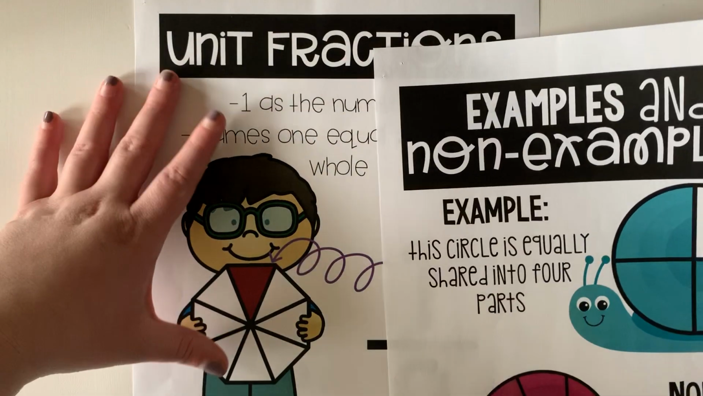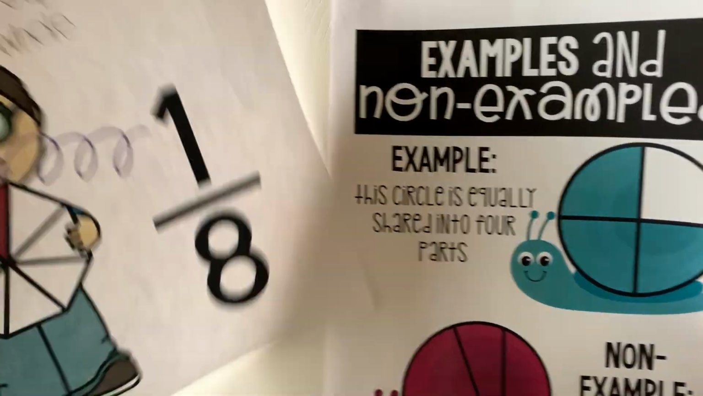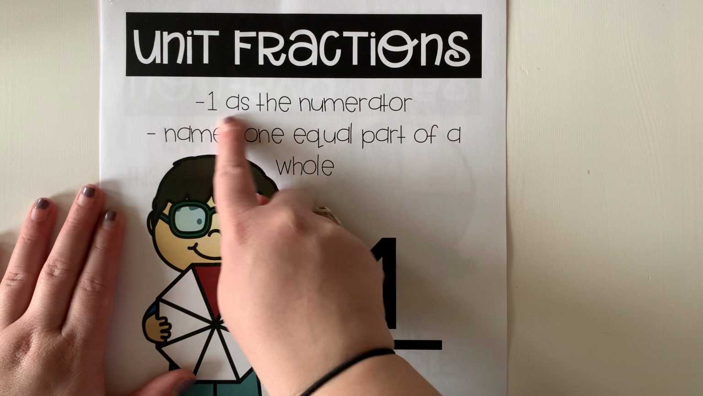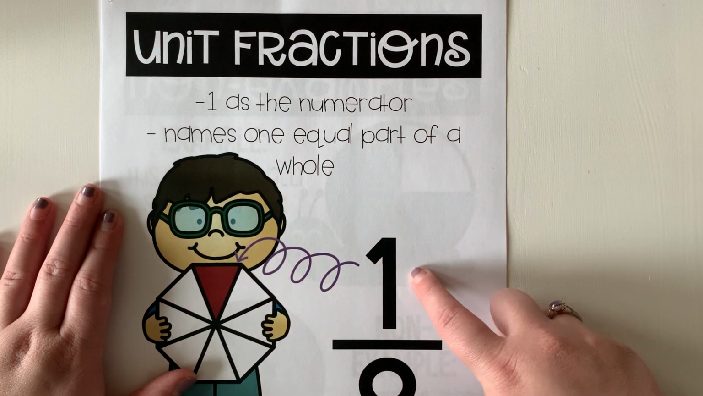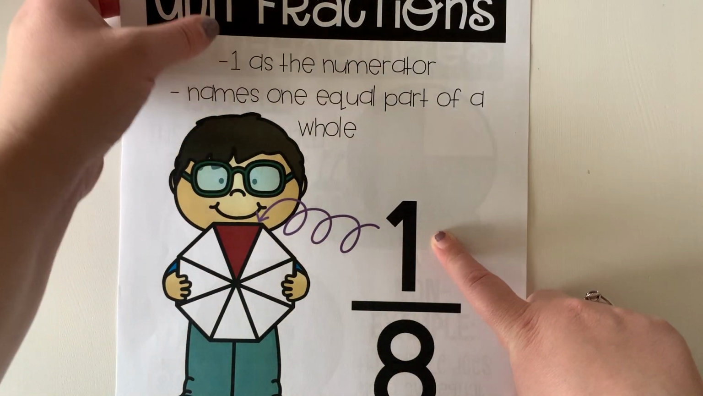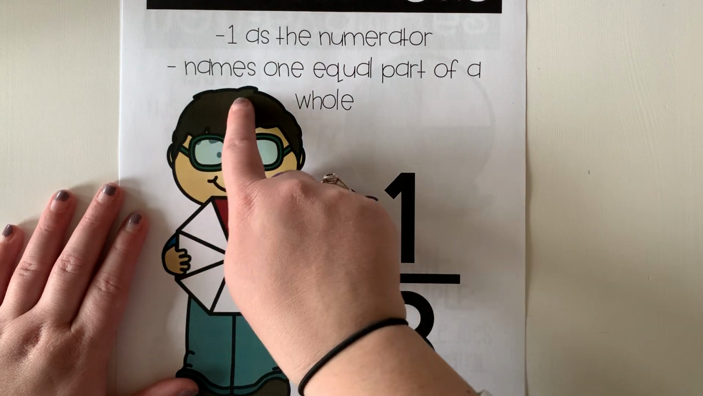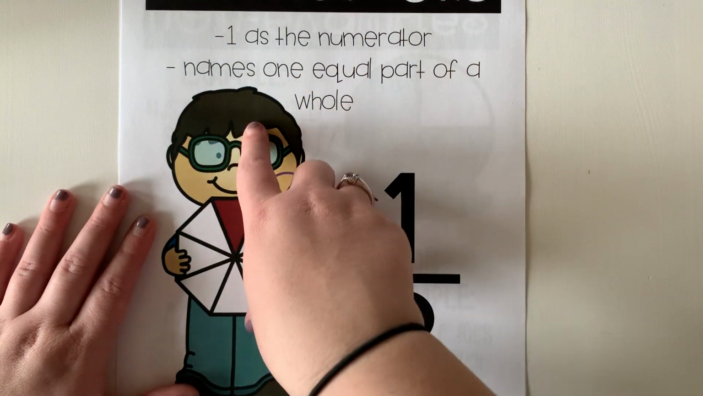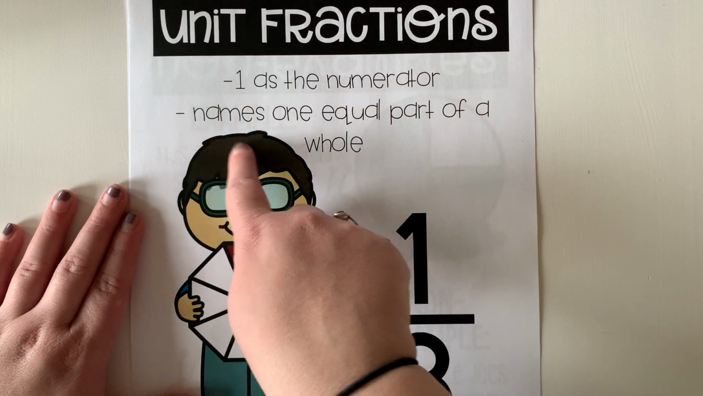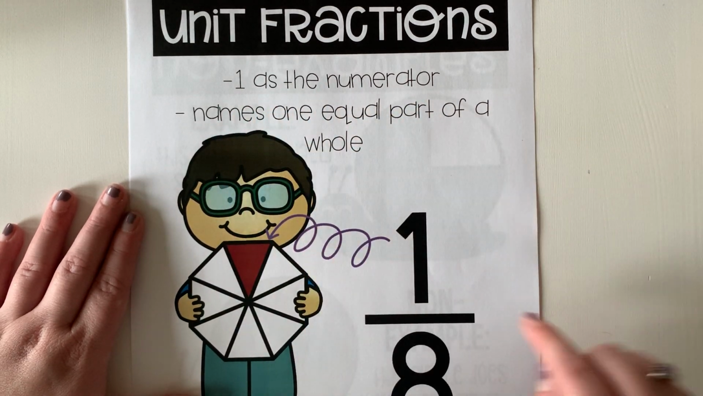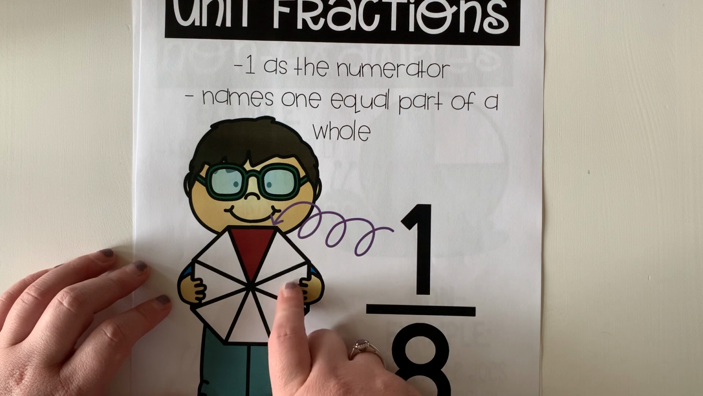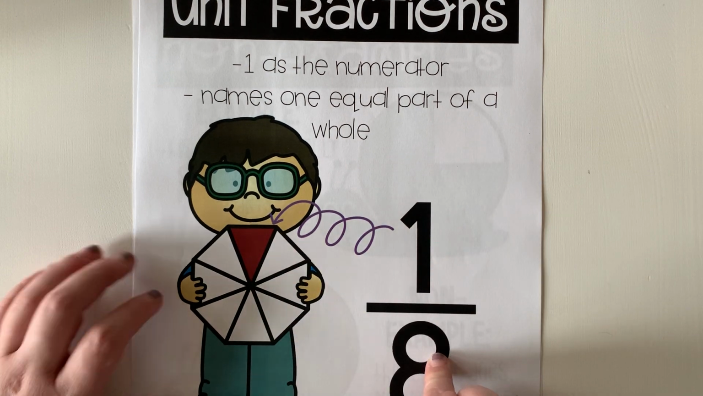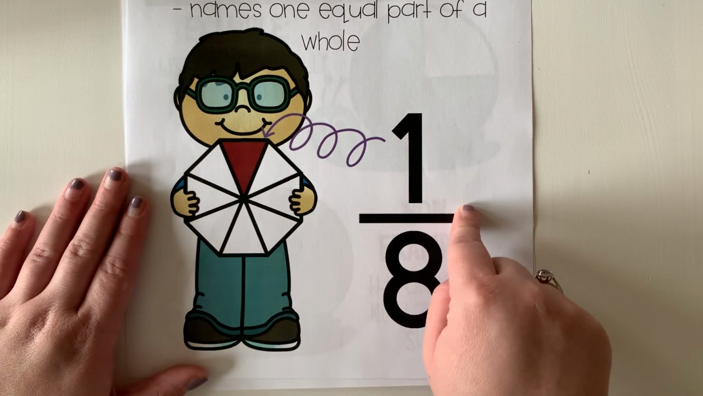Now today we're talking about unit fractions. So unit fractions have a 1 as the numerator. So remember, the numerator is the top number. And the bottom number, the denominator, names the whole. So there's 1 as the numerator, and it names 1 equal part of the whole. So this octagon has 1 piece out of 8. So this is the unit fraction, 1/8.